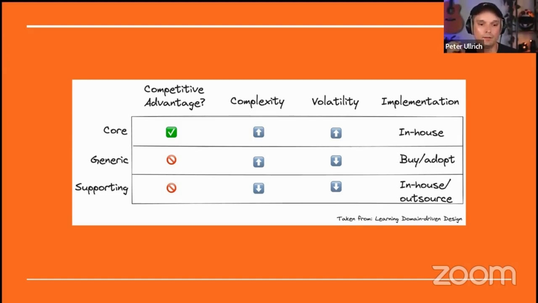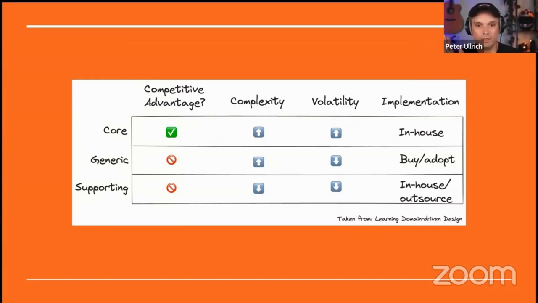Now, volatility is another thing that's important. Volatility is high in the core domain. So that means that we might change it a lot. We have to adapt it, we have to evolve it, we have to adjust it according to our business. So there will be a lot of engineering work, and we need to make sure that we have enough capacity there. With generic and supporting, the volatility will be low. Once we implemented our driver scheduling system, we're good. We don't have to change it in the near future. Same with our authentication system. Once implemented, it's fine.